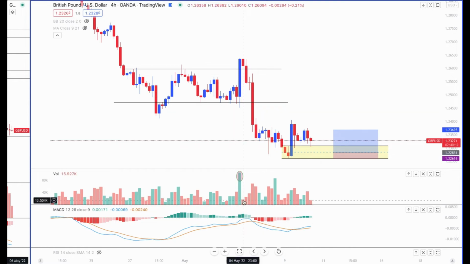We can see that with the volume, there weren't a lot of sellers. All the bulls have already been bought up, right? There's no more bulls left. Yes, we see this with this large bar of volume. They're gone, right? So it won't take a lot of bears to come in and push this price down.